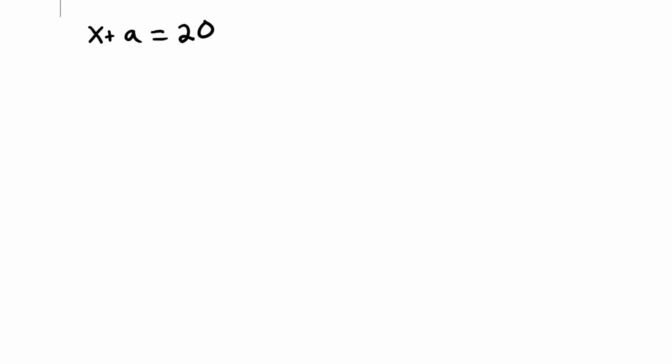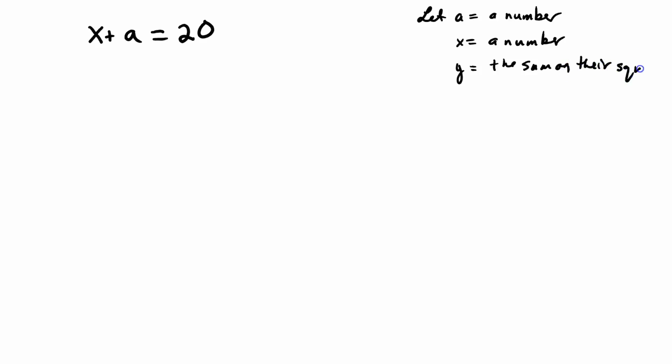Now you don't want to have three variables. You just want to have two variables. And if I said let a equal a number and let x equal a number and let y equal the sum of their squares, then I would have something that looks like y equals x squared plus a squared. And I have an equation here now with three variables.